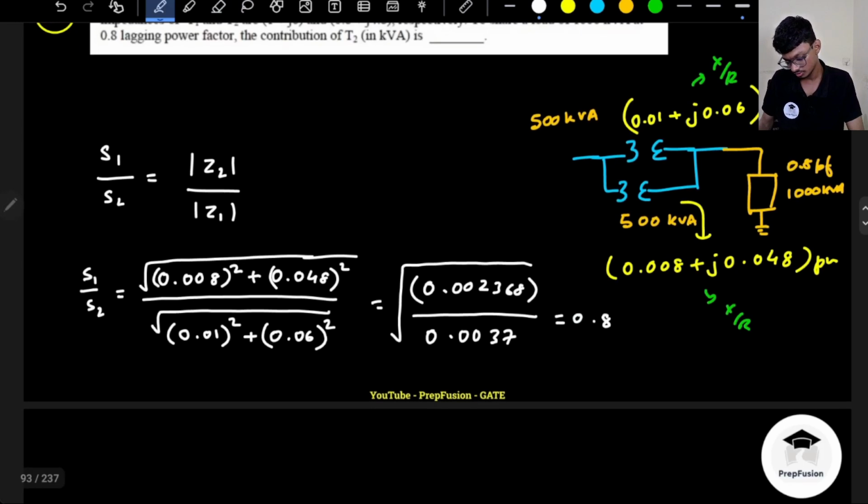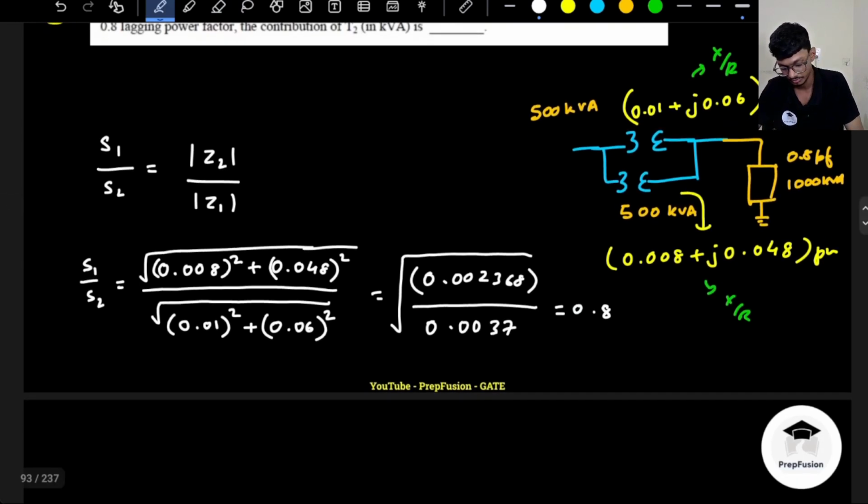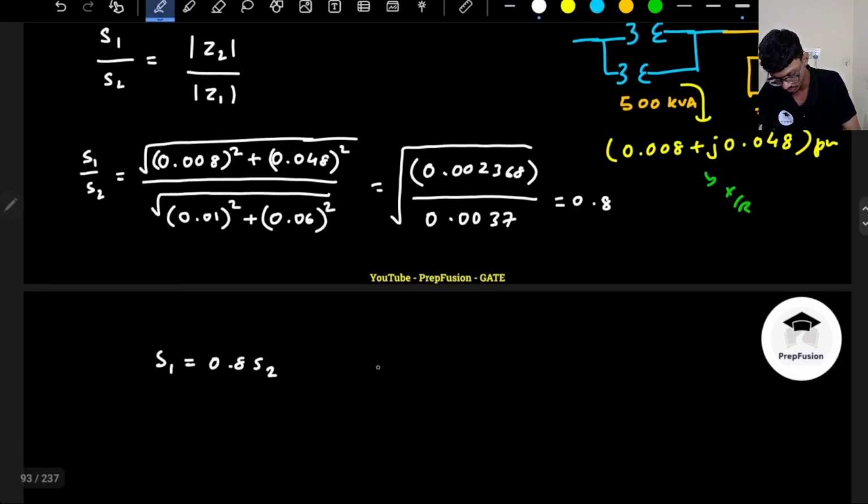So how much contribution will be from T2? S1 is equal to 0.8 S2, and S1 plus S2 applies as X by R is the same. Because X1 by R1 is equal to X2 by R2, there will not be any power factor difference, so I can simply apply this formula.